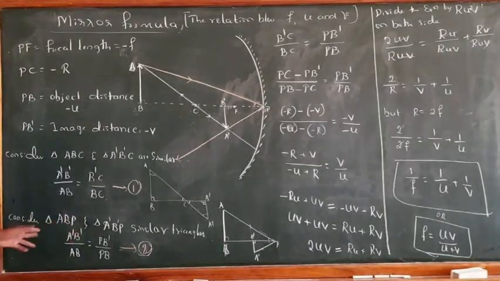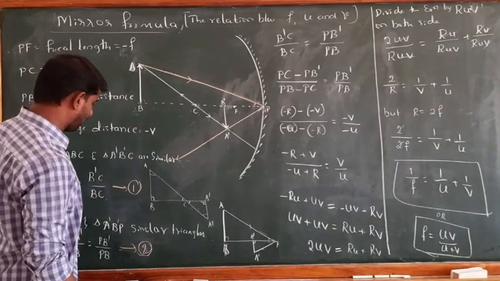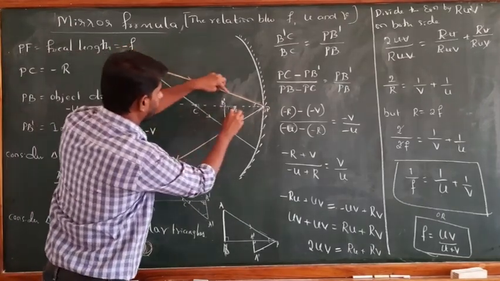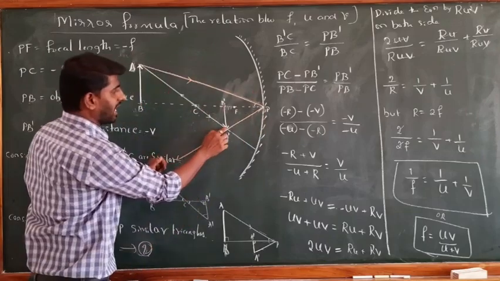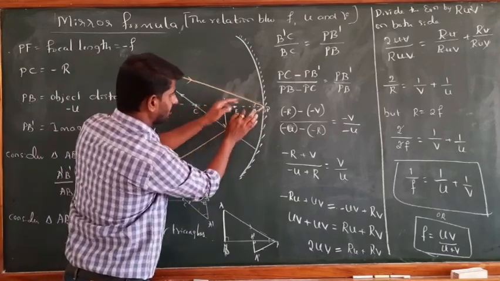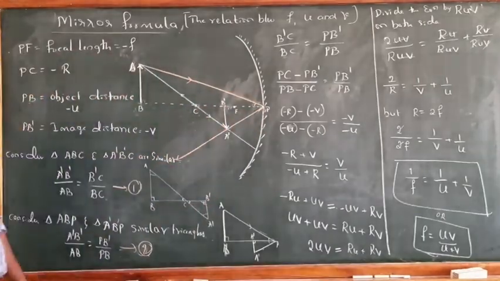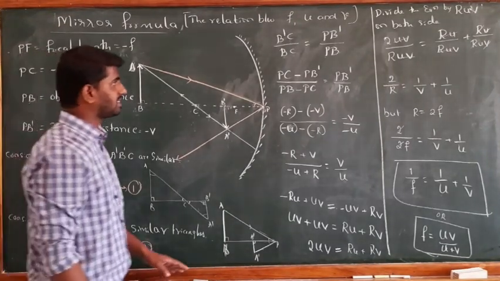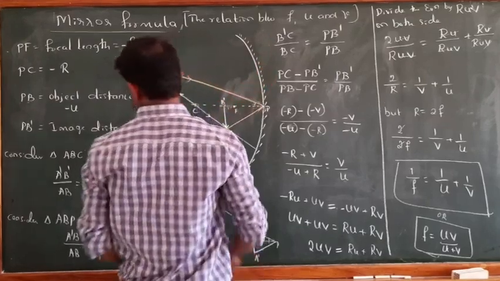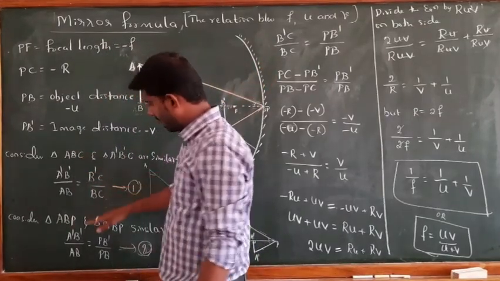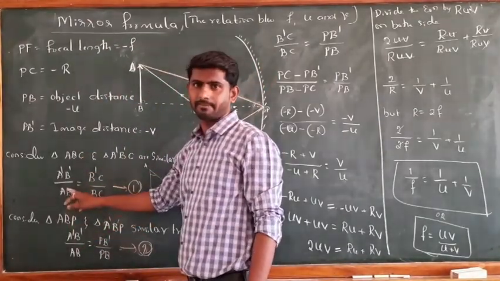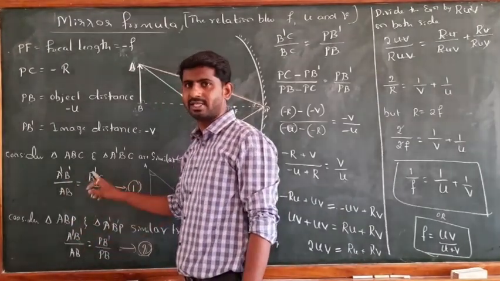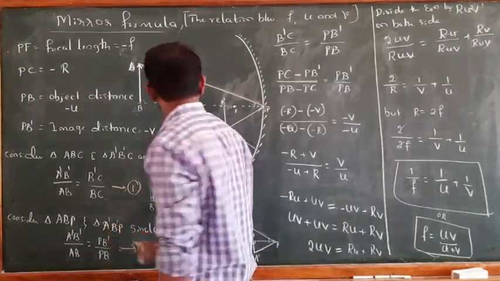Okay, and in the same way, there is one more pair of similar triangles, that is ABP, see this one, ABP, and A dash B dash P, the small triangle. These are also similar triangles. So there I have taken the ratio of their corresponding sides. And the next step, the LHS of the first equation and the LHS of the second equation are the same, so that's why their RHS is also the same.